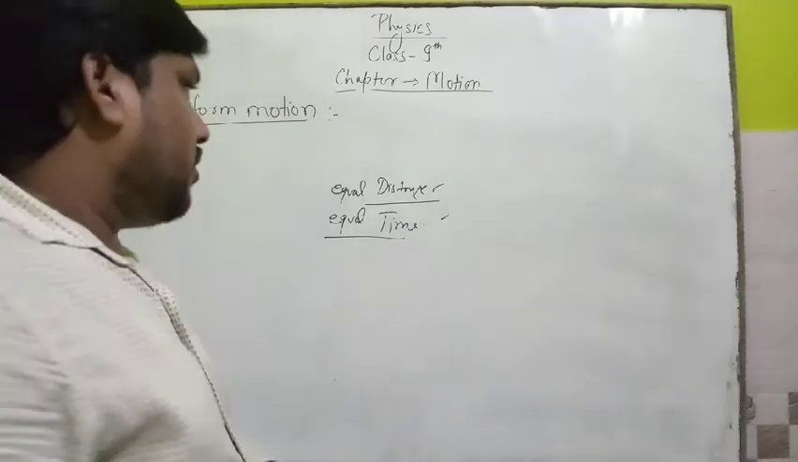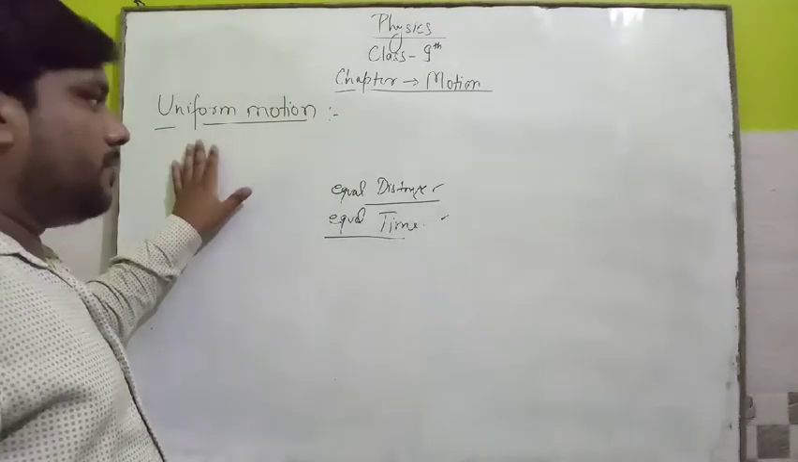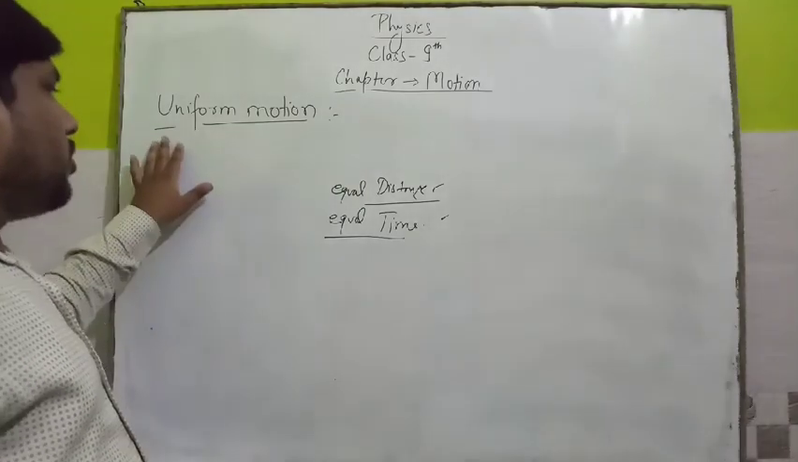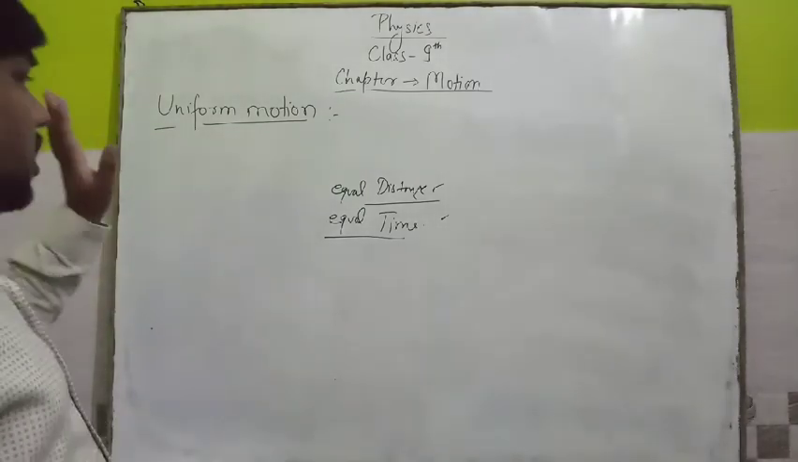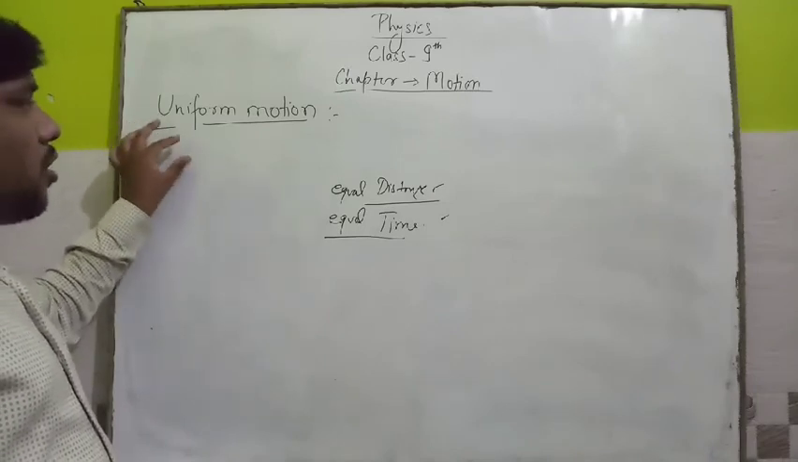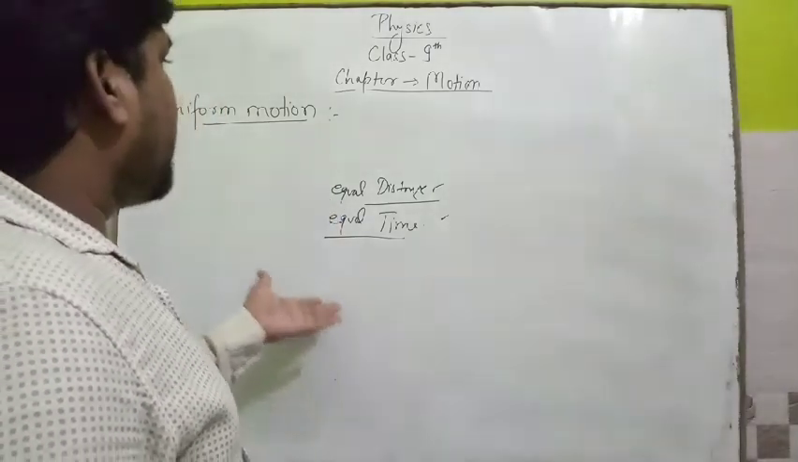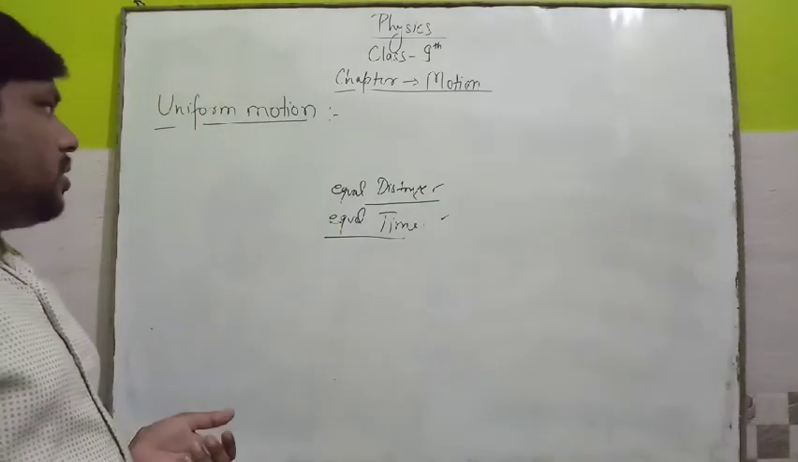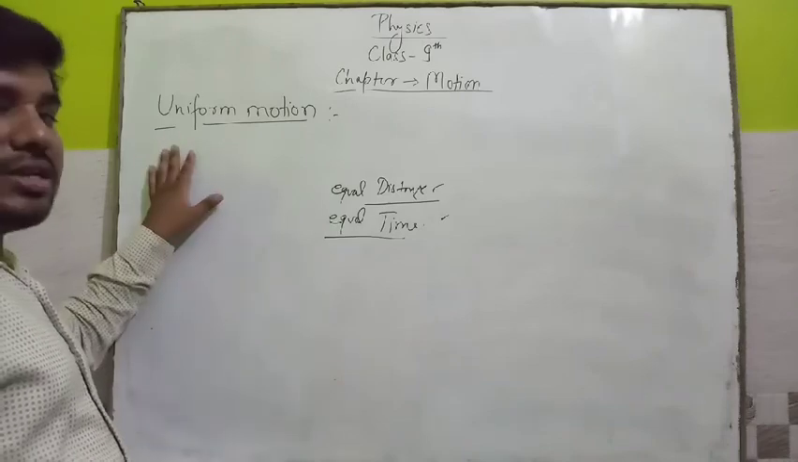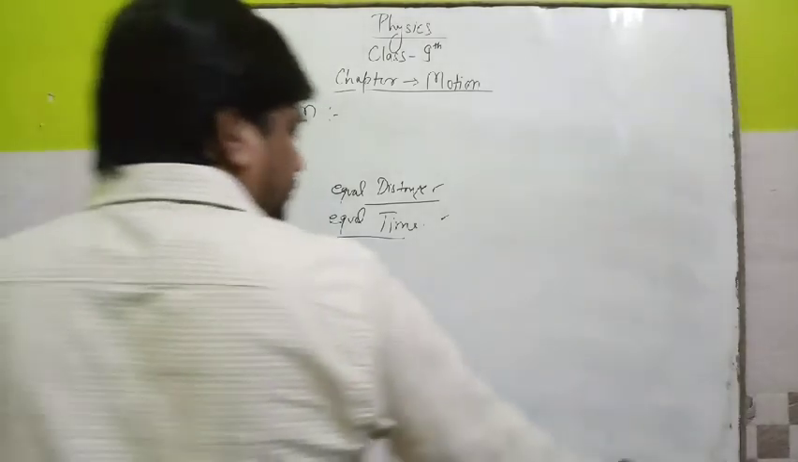Clear? Very easy. How can you define it? Simply, uniform means equal. When any object performing motion covers equal distance in equal intervals of time, then we can say that the object is performing uniform motion, or the object is in uniform motion. Clear? So you can write it.